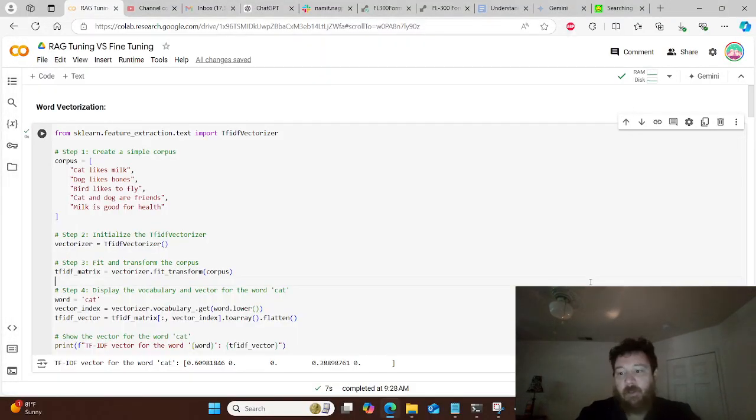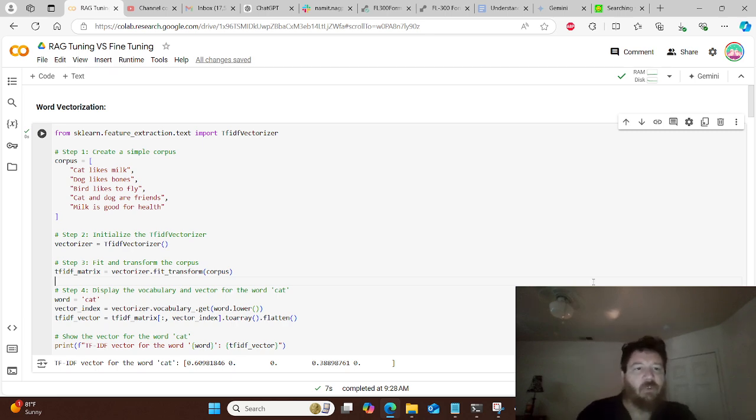Hey everybody. So today I'm going to go over the differences between RAG tuning and fine tuning. And this happens to be an area where there seems to be a lot of misinformation and a lot of overcomplication of these concepts. So I'll try to break this down for you as simplistically as I can and exactly how I look at it.